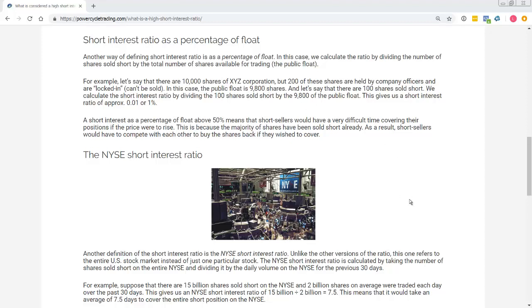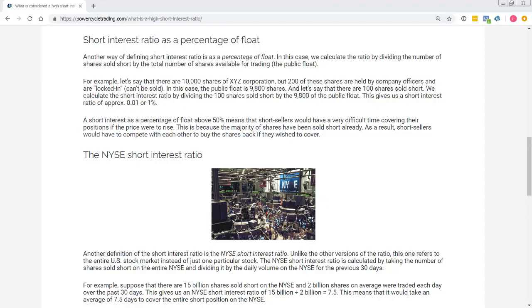And let's then say that 100 shares are sold short. So you can calculate the short interest ratio by dividing 100 shares sold short by the 9,800 of public float that can be traded, and that gives you your short interest. And in this example, that would be a short interest ratio of 0.01 or 1%.